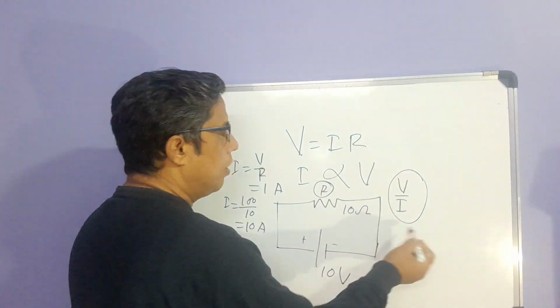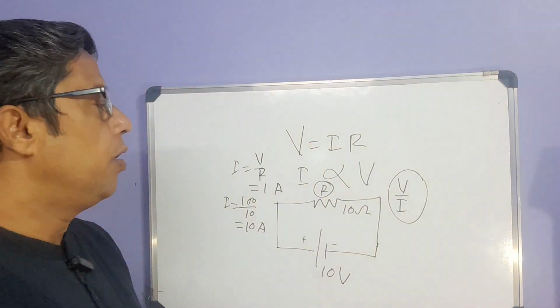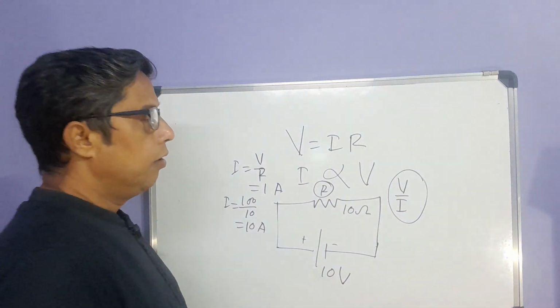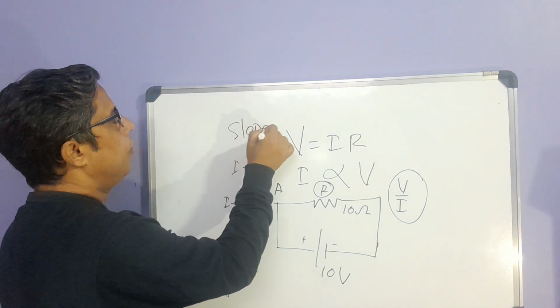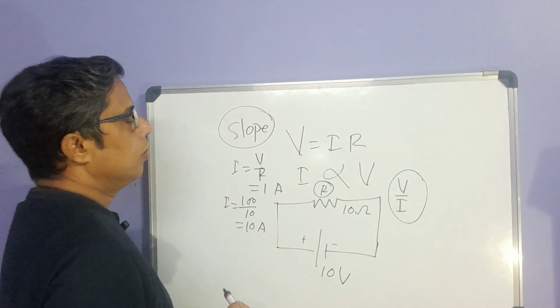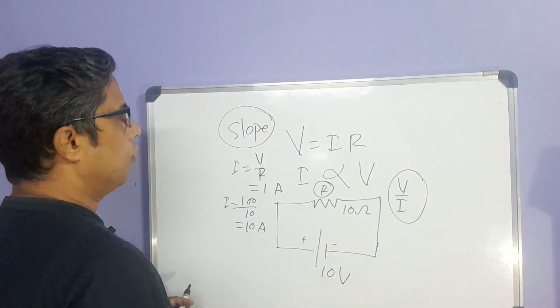Now, this is about Ohm's law, the V by I ratio. Now there is a concept called slope. The slope will be the constant. Now let me show you what slope is.